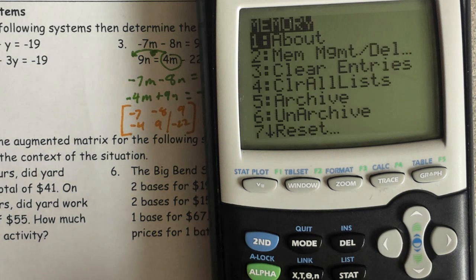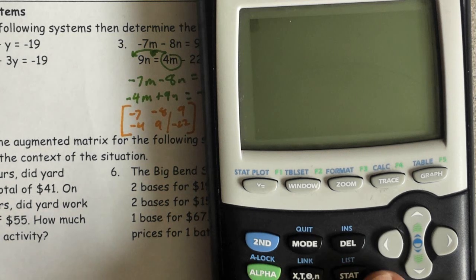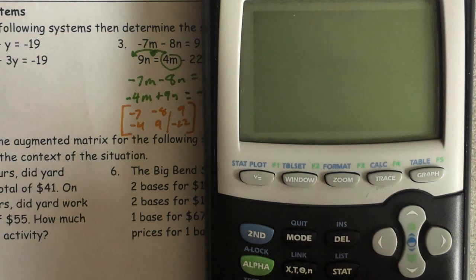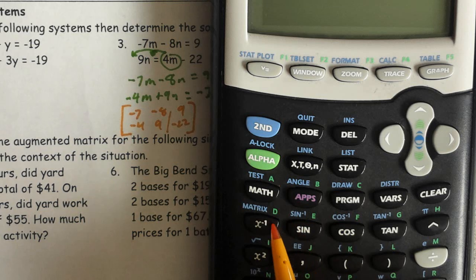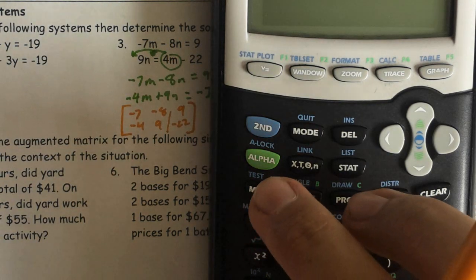Alright, calculator. First thing with the calculator, please, please, please clear your calculator. Second, plus 712, enter. And it is cleared. We are going to use the matrix key. If you look at the matrix, it's above this little symbol right here, matrix in blue. So to get there, we press the blue key and then matrix.